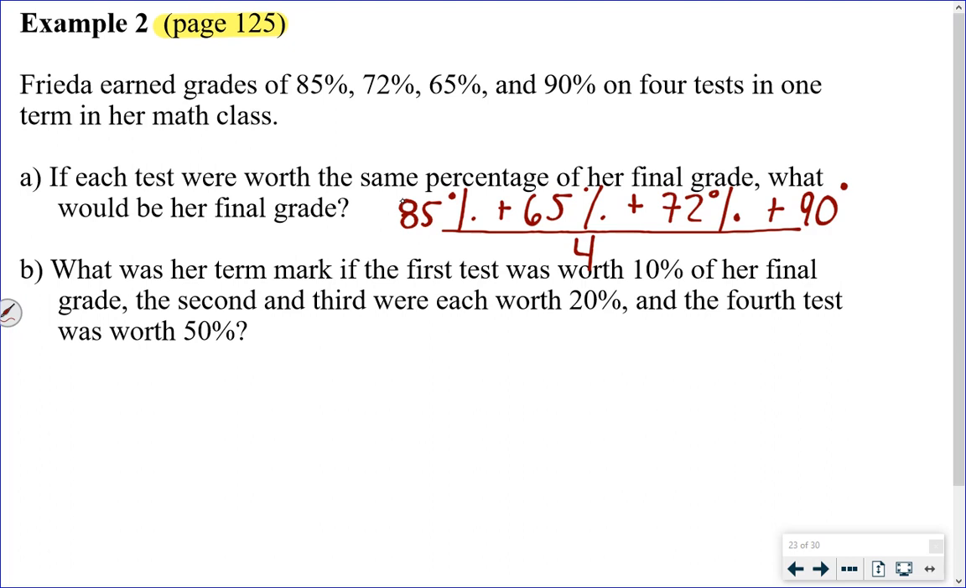I want to say 73, but I just rolled that around in my head. No, what is it, Brendan? 78? Okay. So her final grade would be 78%.